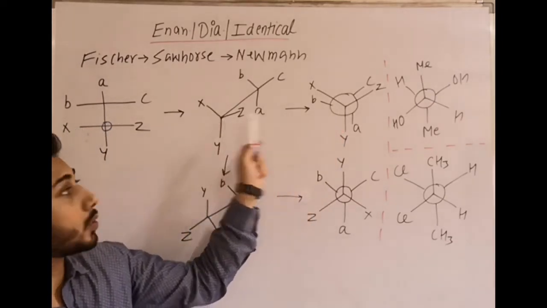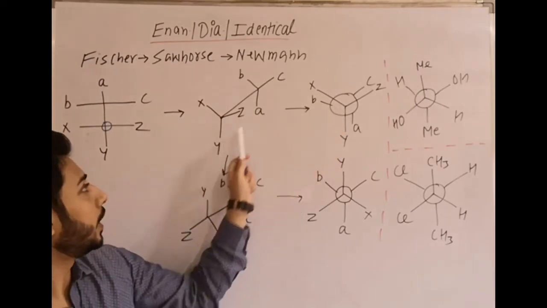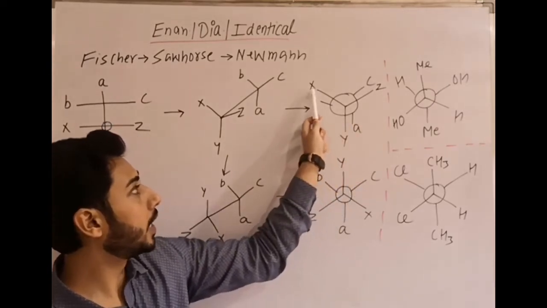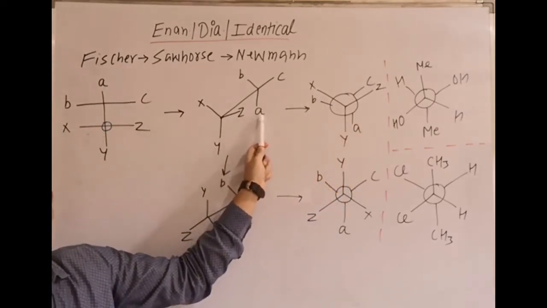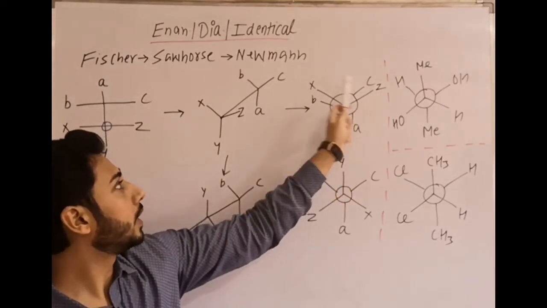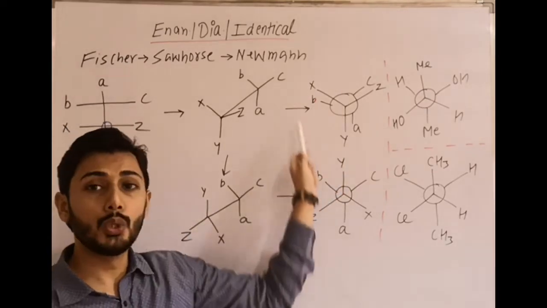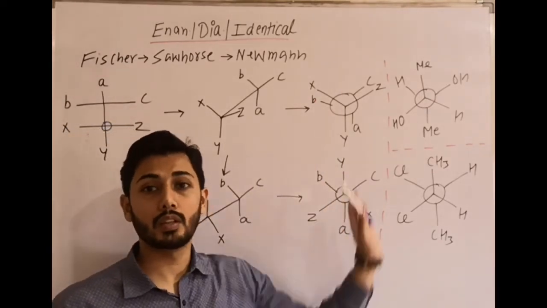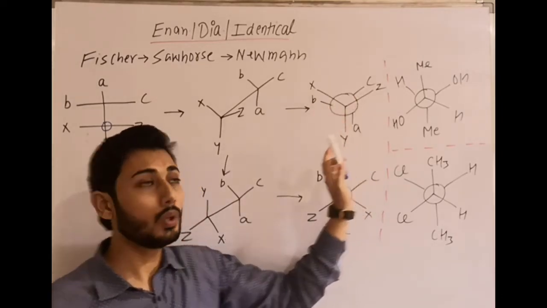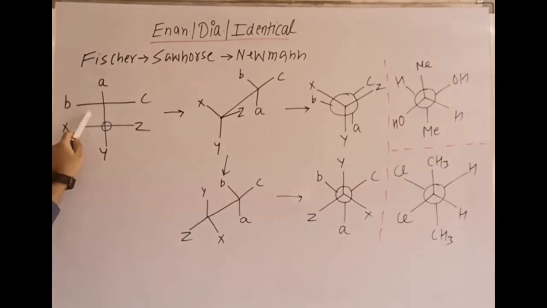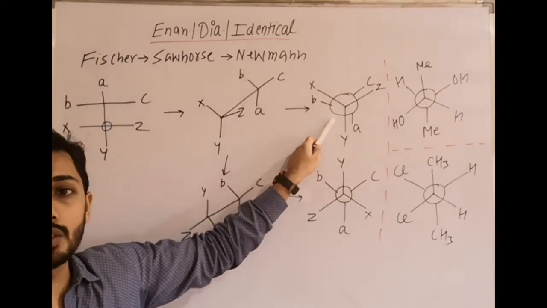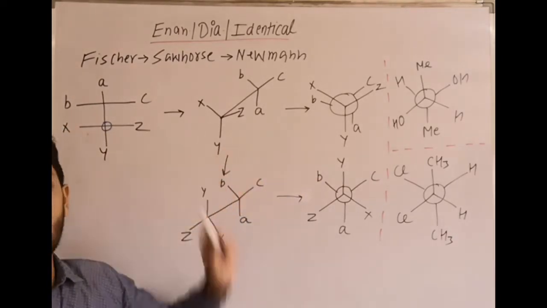Then this Sawhorse we can also convert into Newman. This is the front carbon, with Y, right side Z, left side X. Exactly on the back carbon, eclipsed form, A is in front of Y, C in front of Z, X in front of B. This is the Newman projection. In Newman it is in which form? It is in eclipsed form. So for this molecule, this is its Sawhorse projection, this is its Newman projection. In Newman it is eclipsed, in Sawhorse it is eclipsed.